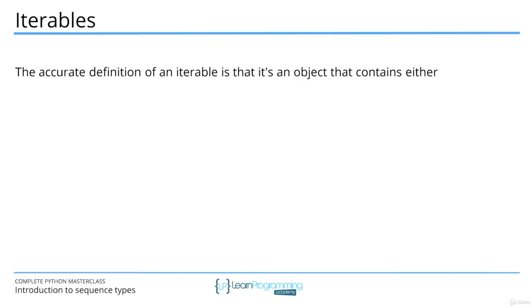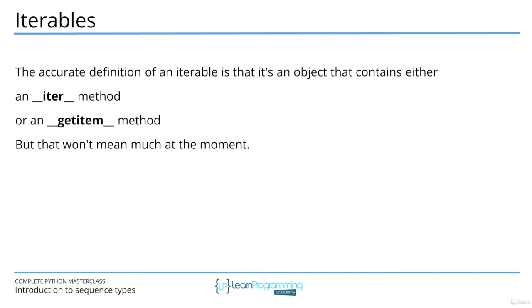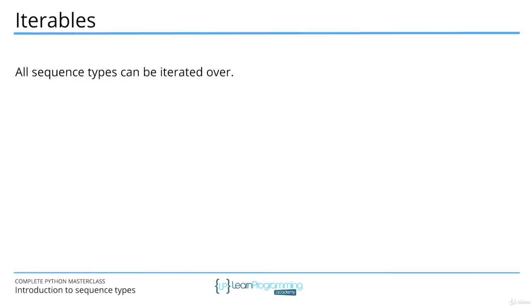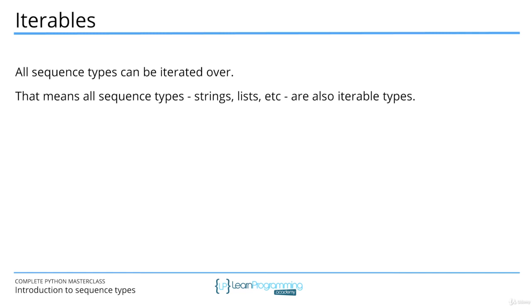The accurate definition of an iterable is that it's an object that contains either an __iter__ method or a __getitem__ method, which is quite a mouthful. But that won't mean much obviously at the moment. Indexing must also start from 0. All sequence types can be iterated over. And that means all sequence types, strings, lists, etc. are also iterable types. Note that not all iterables are sequences.